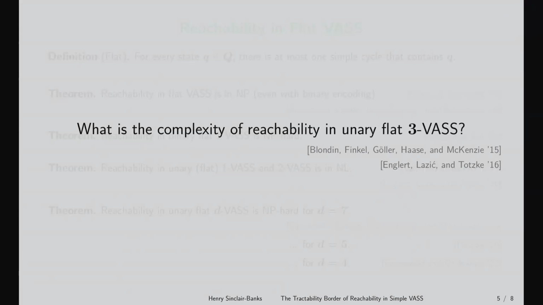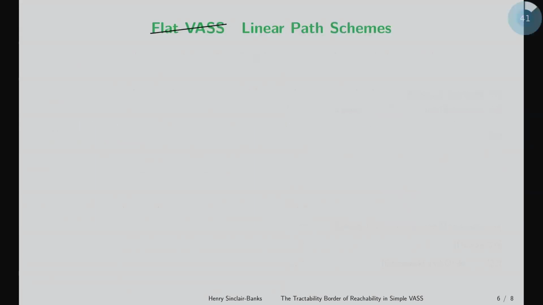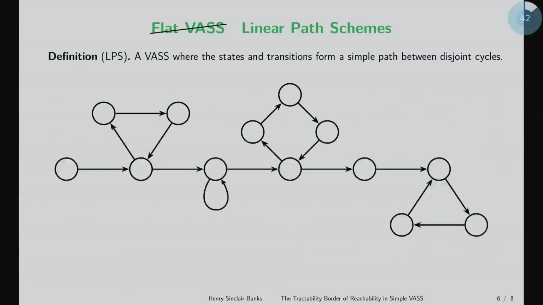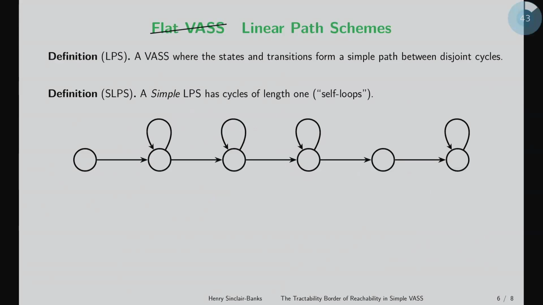These 8 people were indeed. But that's not flat enough for me. So I study linear path schemes. These are a kind of flat VASS where you're not even really allowed branching. You just have a linear path with cycles disjointly connected to the states along the way. Even that's not flat enough. I want a simple linear path scheme. The cycles are only allowed to be self-loops. There's almost no structure in the states and transitions here. It's kind of insane.